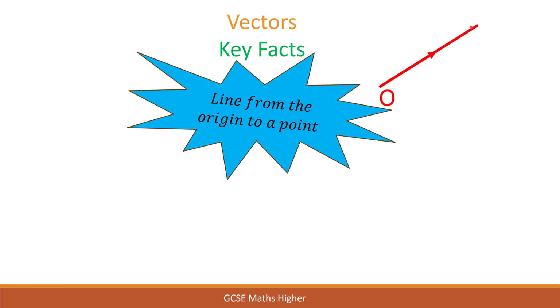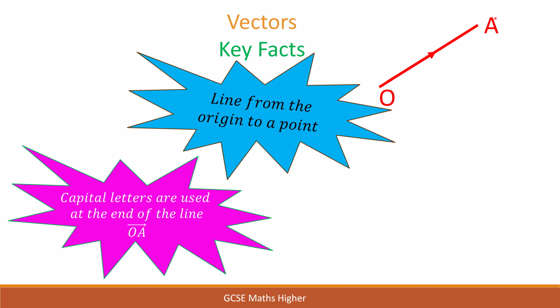And it goes to a certain point up here, and we're going to call that point A. So this point here, A at the end, is where we're getting to, and this from 0 to A is the vector, so getting from one point to another. Now you don't always have to start at the origin when we're looking at vectors.